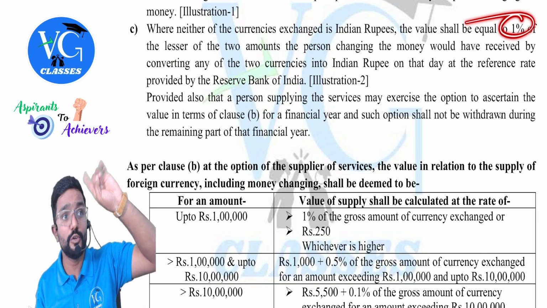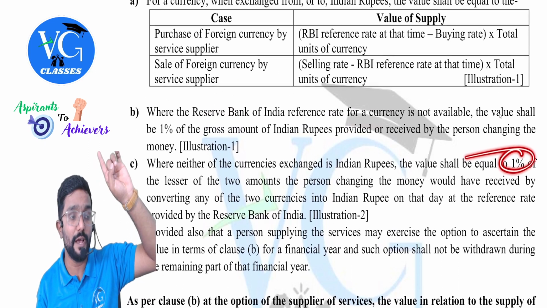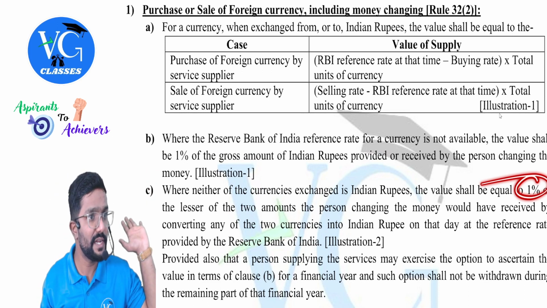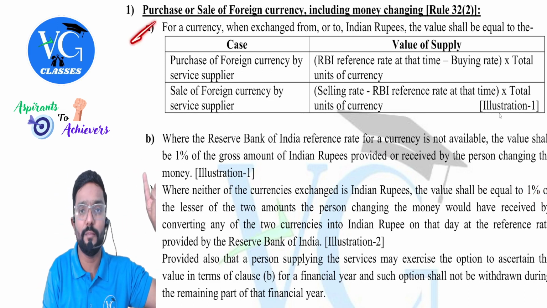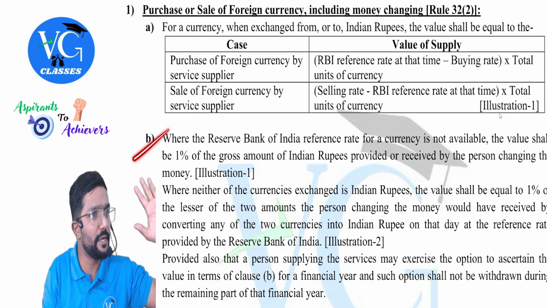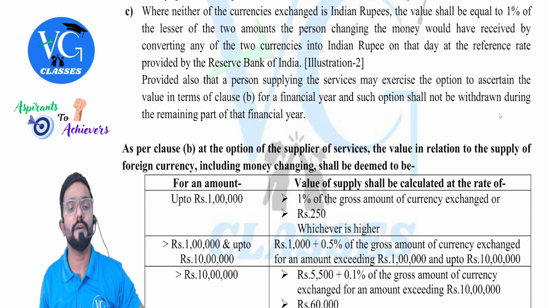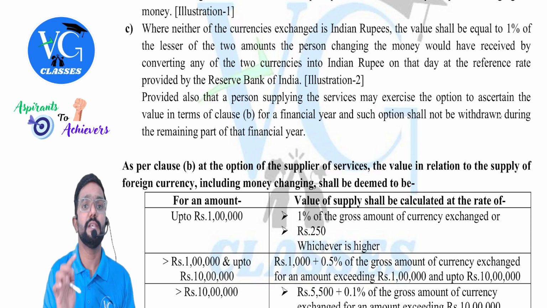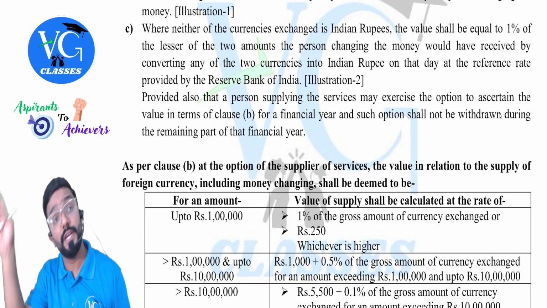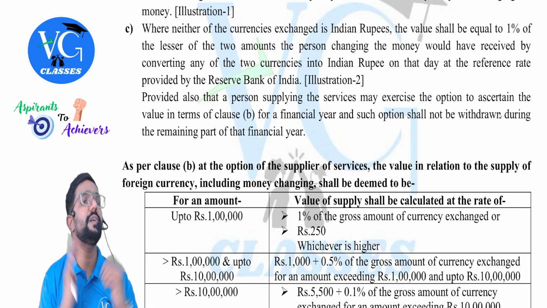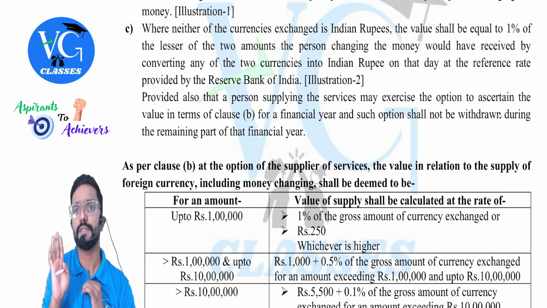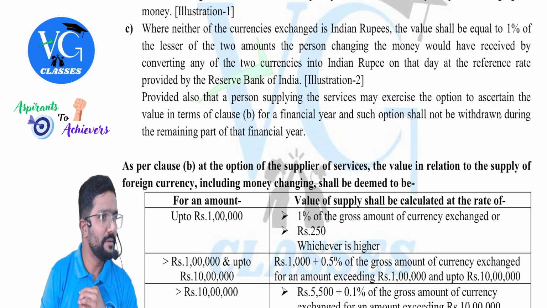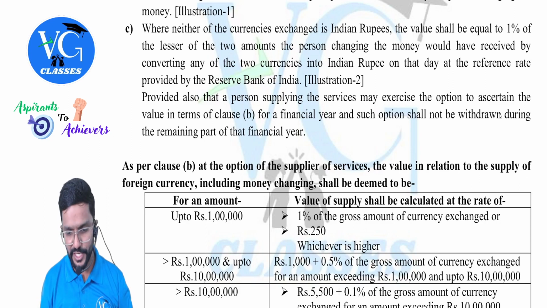Hope you guys are getting it. You should know exactly when to apply which point. Please be careful. In point A as well as B, at least one currency was Indian rupees. Another currency is foreign currency. If RBI reference rate is applicable, point A. If RBI reference rate is not available, point B. Whereas point C is, no, sir, none of the currency is Indian rupees. Foreign currency is exchanged for another foreign currency. In that case, if both of these are converted into Indian rupees, at what amount will it be? We are just checking it for calculation purpose. Calculate both in Indian rupees. Take whichever is lower. 1% of that. I have given one example, illustration number 2.